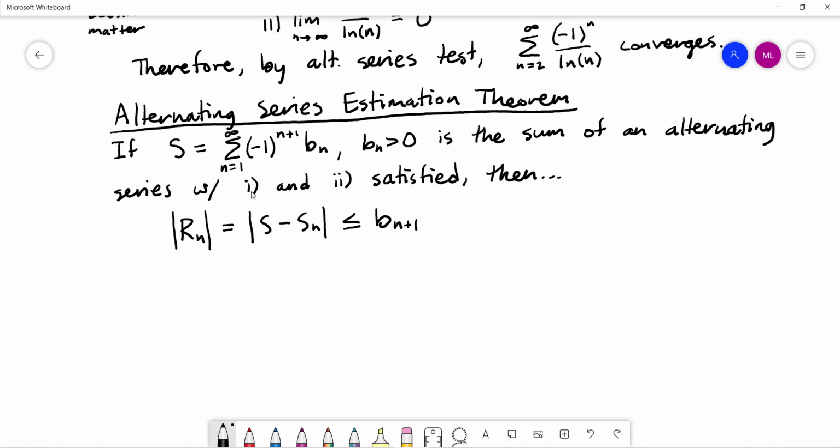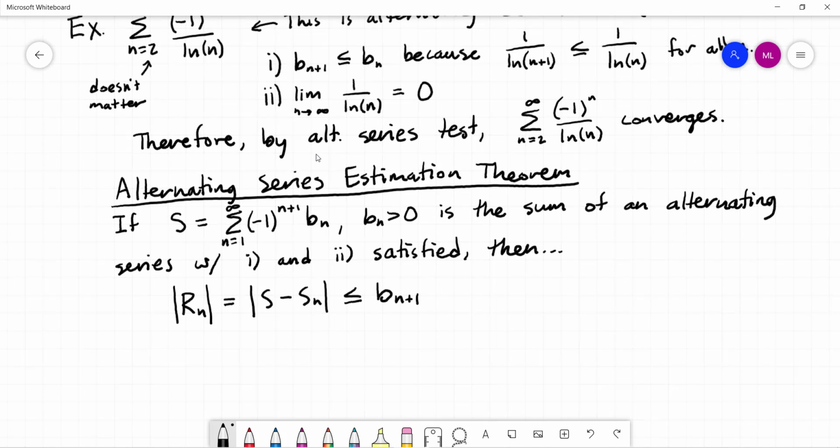If that's the case, then the amount of error that we would have after adding up 10 terms, compared to the result we would have gotten hypothetically if we'd gone all the way to infinity, that's what this residual is, it's going to be less than the magnitude of the 11th term in the series, b sub n, b 11. That's the idea here.